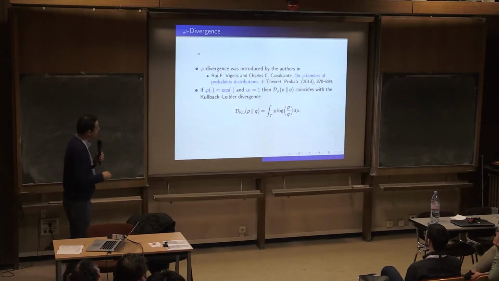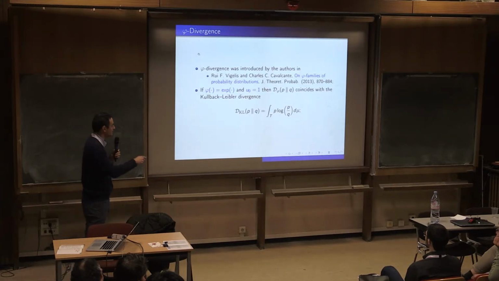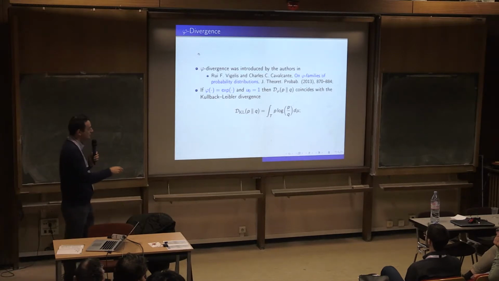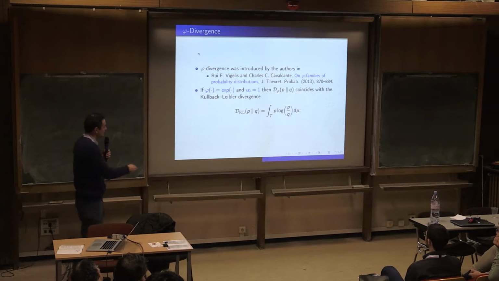So here's the reference of the paper where we proposed that divergence. And then, again, if phi is exponential and u0 is 1, so that's important. That u0 is very important. So we reduce to a particular case, which is very well known in several communities, the Kullback-Leibler divergence.